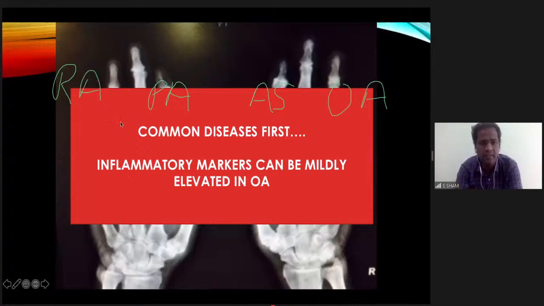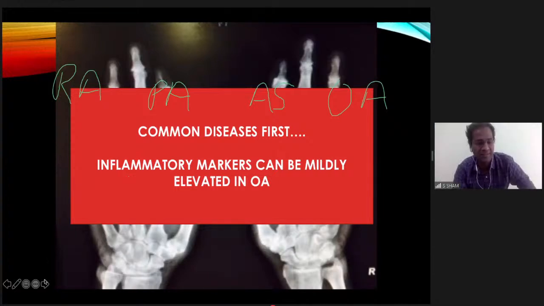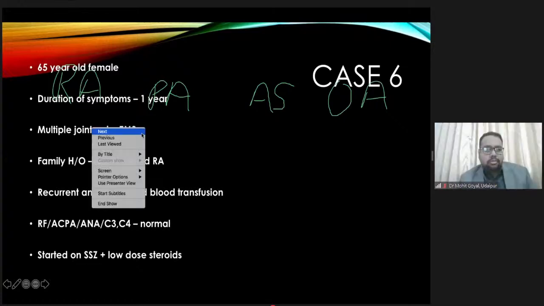Yes, Mohit, if you can please remove the RA, PA, AS markers. Since you have written it from the presentation, I think you will get the option. Only you will get the option to remove. Okay, Mohit, okay, fine. Yes, yes. Okay, fine, I'll do it.